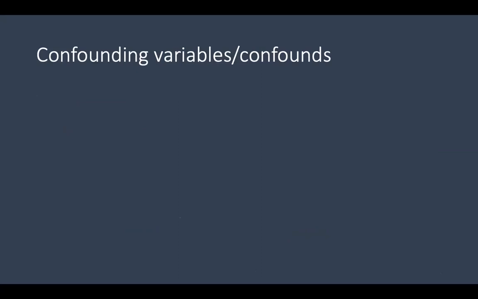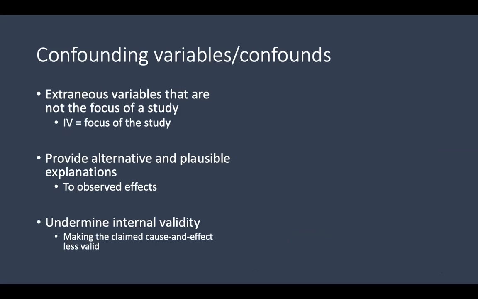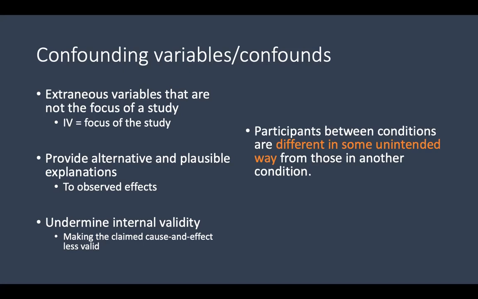This brings us to the concept of confounds, or confounding variables. These are sometimes called extraneous variables, which are not the focus of the study, but they provide alternative and plausible explanations for the effects, right? If there exist confounds that the experimenters fail to consider, that undermines the internal validity of your research, making the effect you're claiming less valid. Confounds are usually created when, if you look at the participants between conditions, they are different in some unintended way from those in another condition, right?